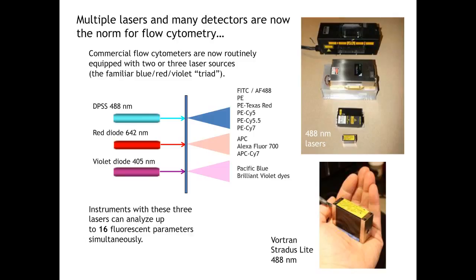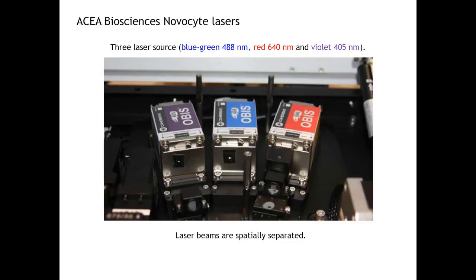These lasers have also gotten very small. The original lasers on benchtop machines were air-cooled argon lasers. The size has now been reduced to a laser that you can hold in the palm of your hand. This is a Fortran Stratus Lite 488 nanometer laser, a 20 milliwatt module that I'm literally holding in my hand down there. The lasers have become very small. The cost is also starting to come down.